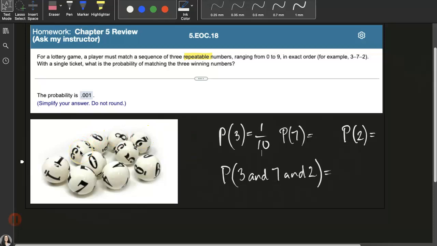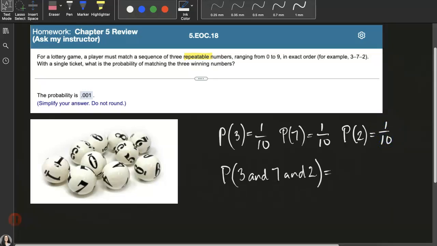That 3 gets replaced back into the container. And so now I'm going to see what's the probability of drawing a 7. Well, I still have 10 possibilities in the container, one of which is the event drawing a 7. So the probability of drawing a 7 is 1/10. And you probably are guessing for the probability of drawing a 2, it's going to be the same thing. Because we're replacing or repeating these numbers back into the container, each probability is the same. It's all 1/10.